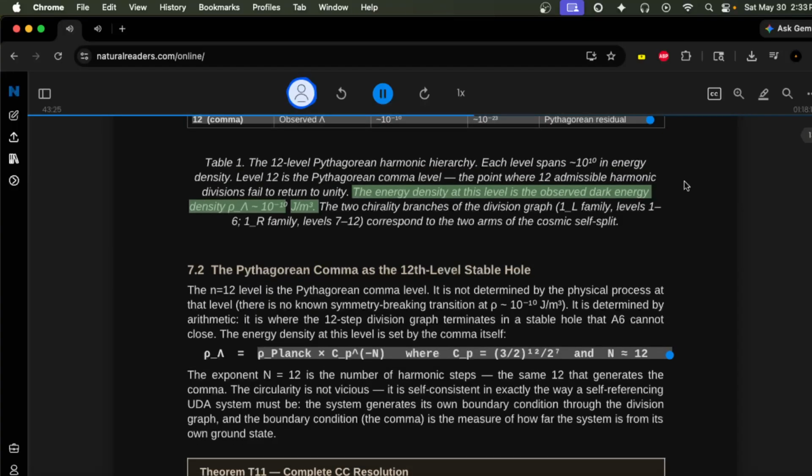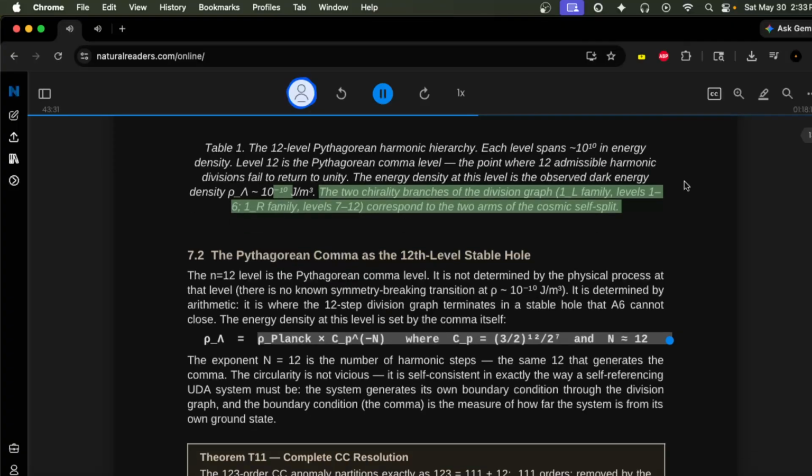The energy density at this level is the observed dark energy density rho lambda, approximately 10 J per cubic meter. The two chirality branches of the division graph correspond to the two arms of the cosmic self-split.